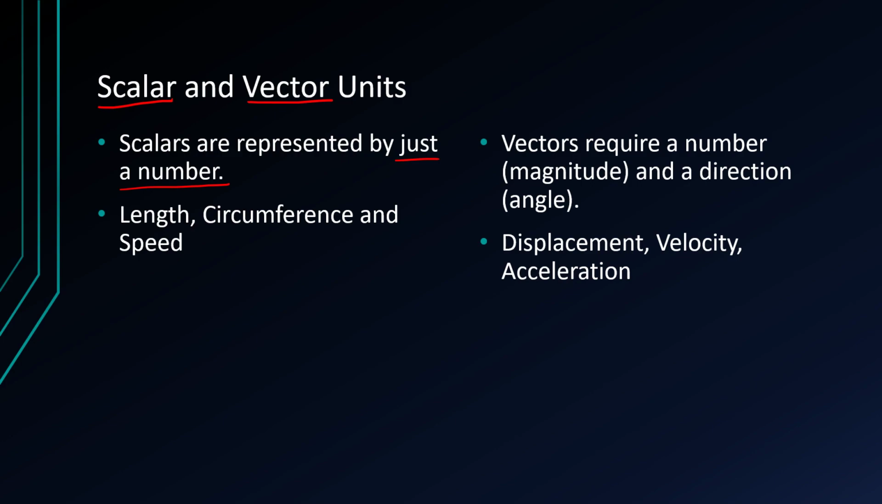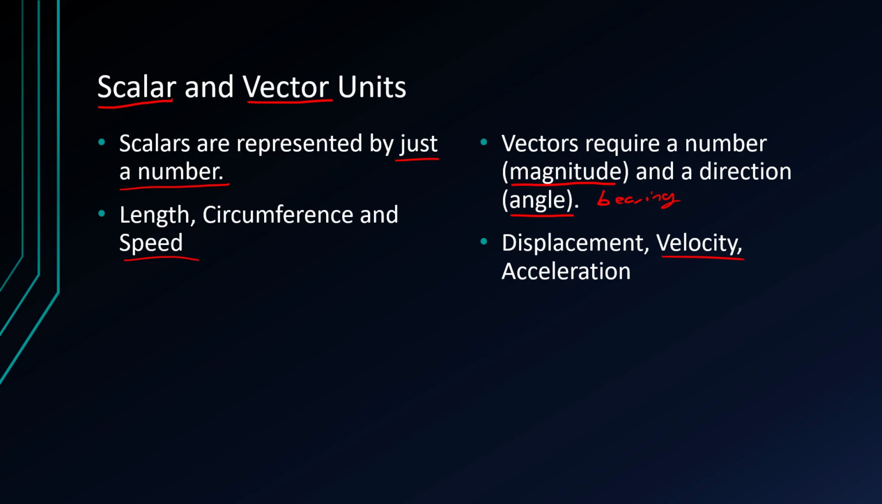Because when we get into vectors here, they require a number, which is known as a magnitude, and a direction, known as an angle. Sometimes it can be called a bearing. But magnitude and direction is mostly the way people describe a vector. Some examples are displacement, velocity, and acceleration. The key difference here is that velocity is a vector and speed is a scalar.